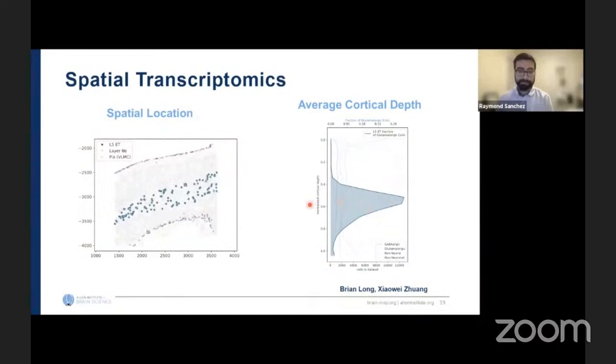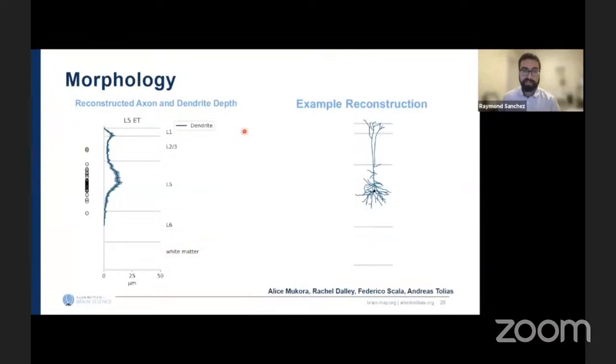We draw on the rich PatchSeq dataset that was collected as part of the BICCN to display information about morphology. So here is an aggregate of the average cortical depth of reconstructed axons and dendrites, here again for L5ET, as well as an example reconstruction of a single cell.